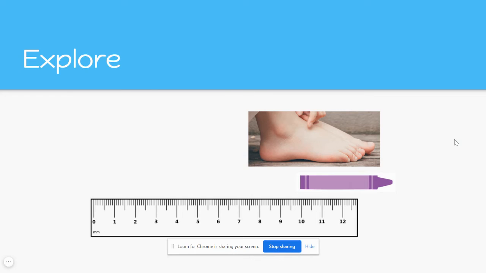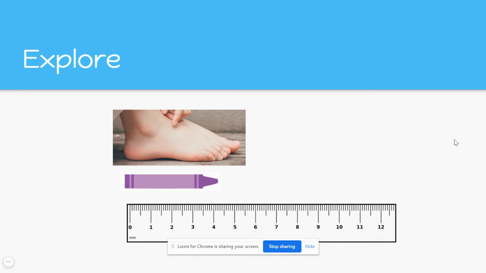Let's look at this picture now. If we notice, the crayon starts at the middle of the foot, not at the heel. And remember, boys and girls, when we are measuring anything, can we start in the middle of an object or the middle of our measuring point? No, that's correct. We must always start at the starting point.